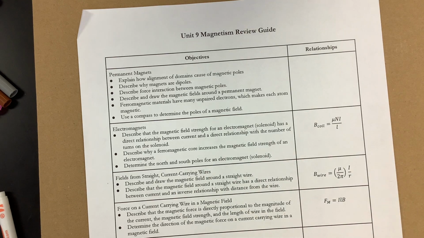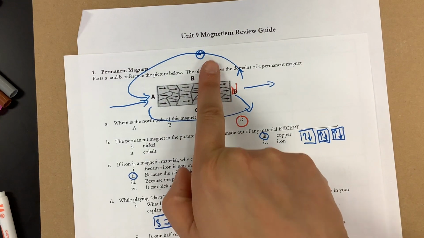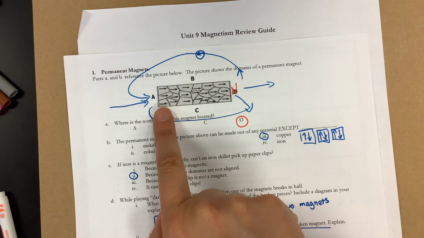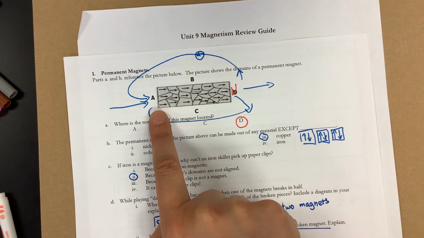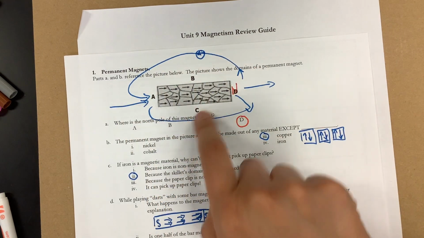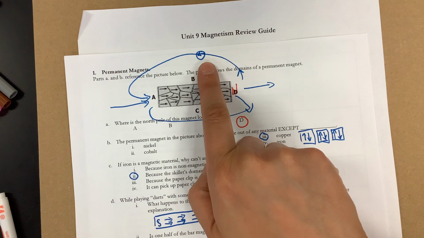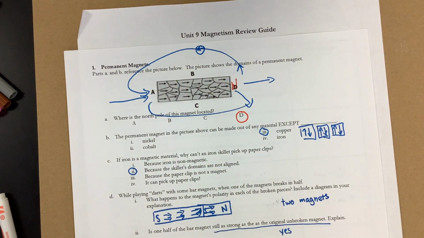The one thing we didn't test on here was use a compass to determine poles of magnetic field, but you should know a compass points towards north. So knowing this compass direction would mean, I said it funny, compasses point south from north to south. So knowing this compass direction, we'd be able to identify that A is a south pole. See, I did it right.